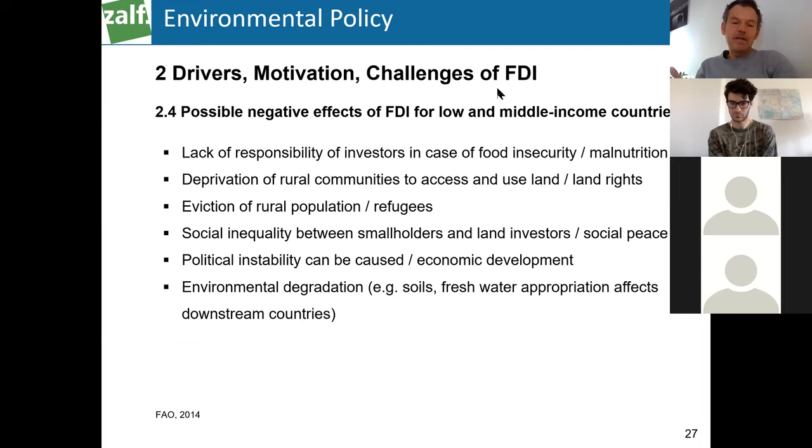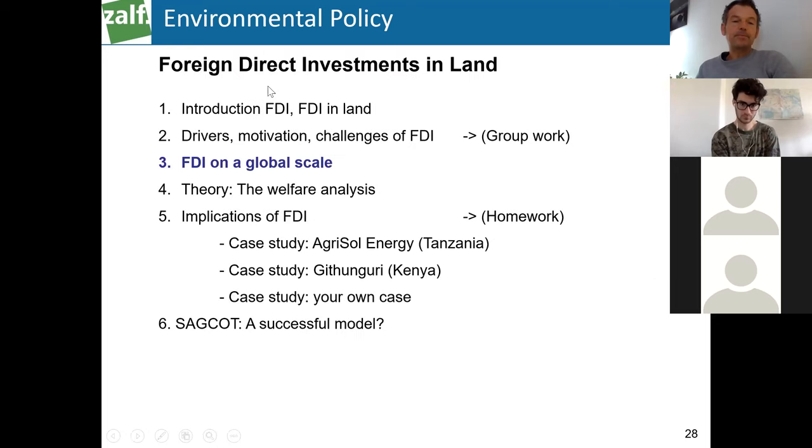Even this economic development can be accelerated, but vice versa, it can also be broken. Environmental degradation is one issue, that is bypassing the standards, no? That people come into the country and they bypass standards and they pollute or overuse water resources. That's one of those issues that may happen.